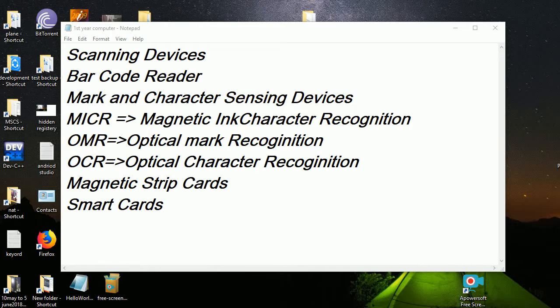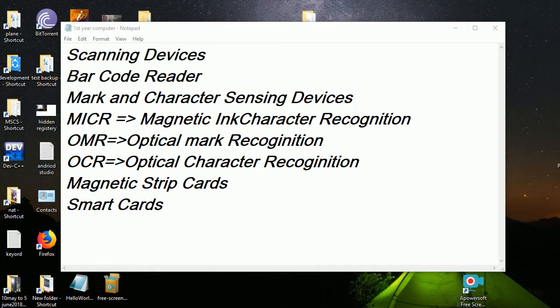Our next device is the magnetic strip card, a card that has a magnetic strip, and this magnetic strip has personal information encoded on the back of it. They are used for identification purposes when you are moving on highways or in stores or in public places. Magnetic strip cards are used to store personal information magnetically in the magnetic strip.